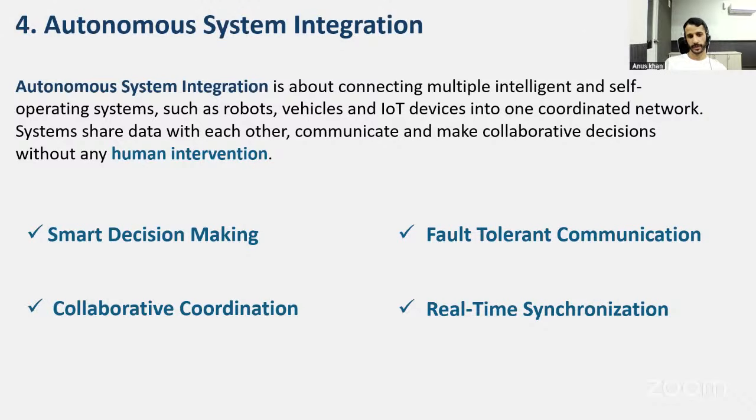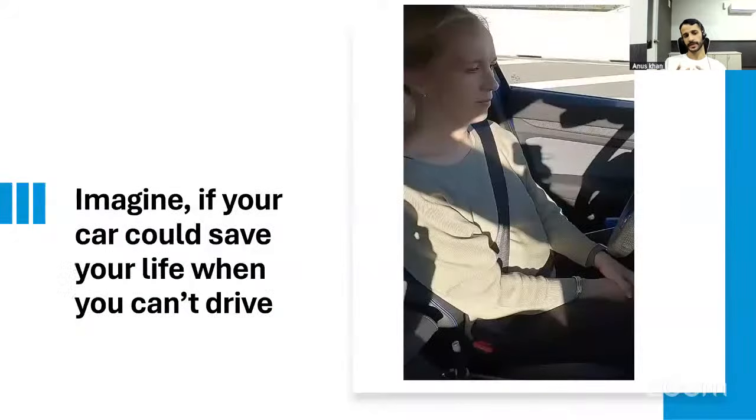We can achieve smart decision making, fault tolerant communication, collaborative coordination, and real-time synchronization. These are the key benefits we can achieve using autonomous system integrations. Moving to the next slide. Now the best slide comes in.